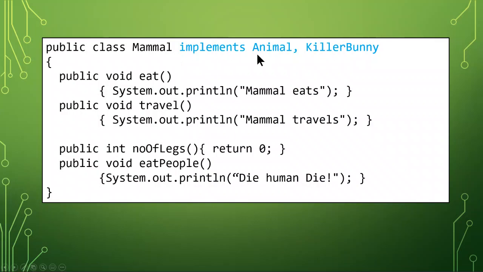Everything we've done before works the same: anything of type animal can hold a reference to an object of type mammal1, a mammal, and anything of type killer bunny can hold a reference to mammal as well.